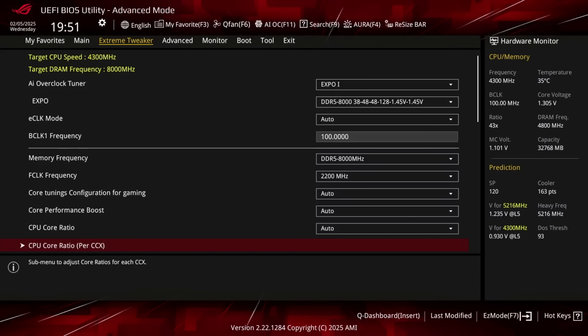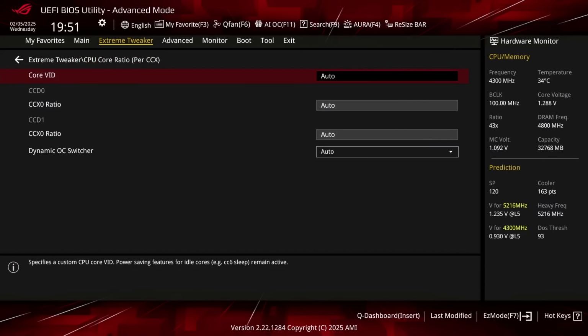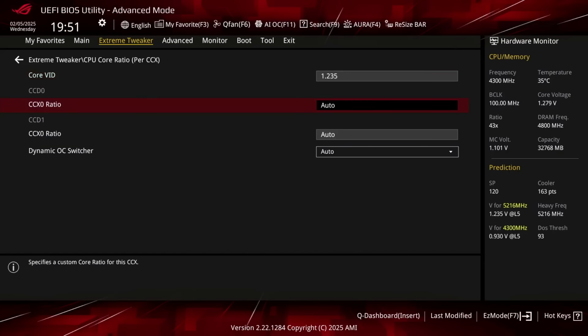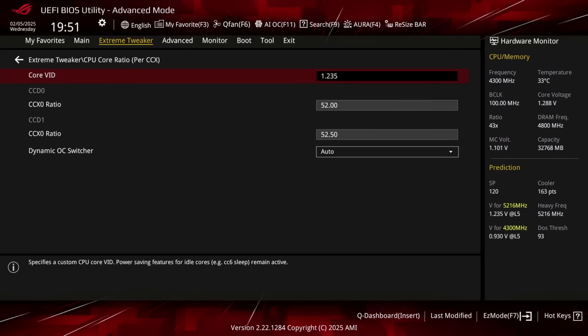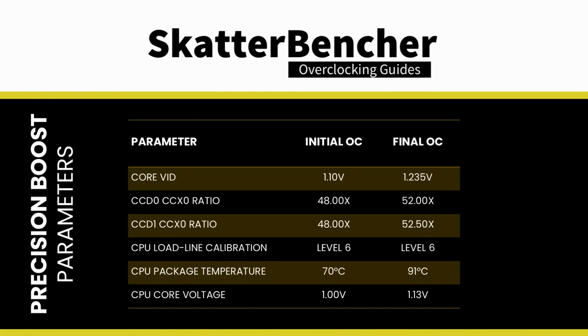Once we know the maximum voltage, we can tune the CCX ratio. Simply increase the CPU ratio until the application shows instability, then back off. This approach will give you the maximum stable per CCX frequency for a given voltage. In our case, we end up with a CPU ratio of 52x for CCD0, 52.50x for CCD1, and a core VID of 1.235 volt, which under high load drops to about 1.13 volt.